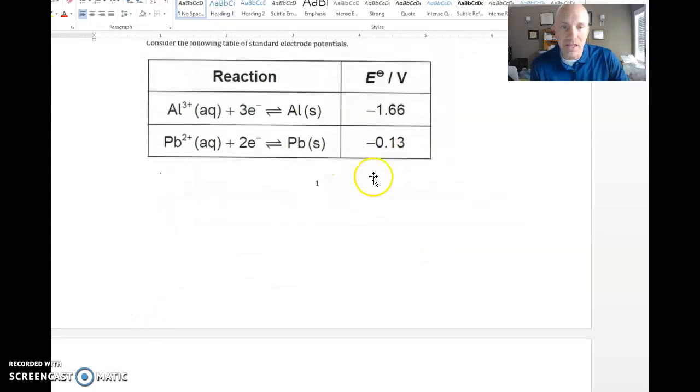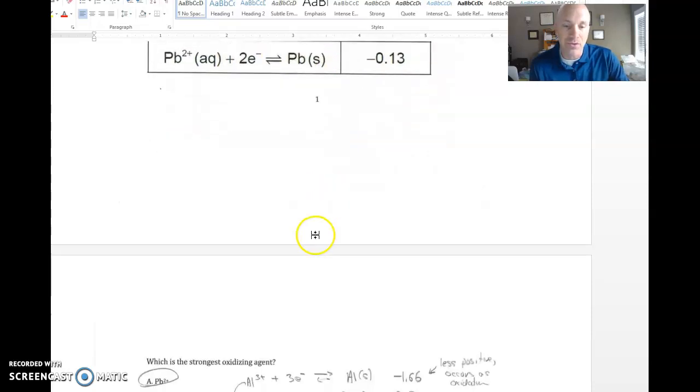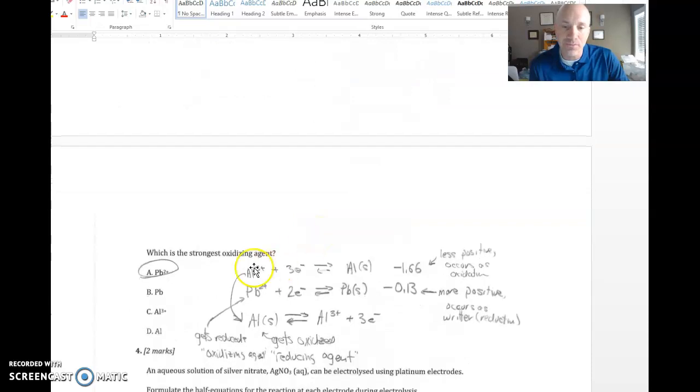If you take a look at that, what we need to do is take the one that is more negative and turn that around, because we know that this would actually exist as the oxidation, not as the reduction. That's what I've done here: I've taken this one right here and turned it around so that it's written as the oxidation. And when that happens, it turns this into a positive 1.66.